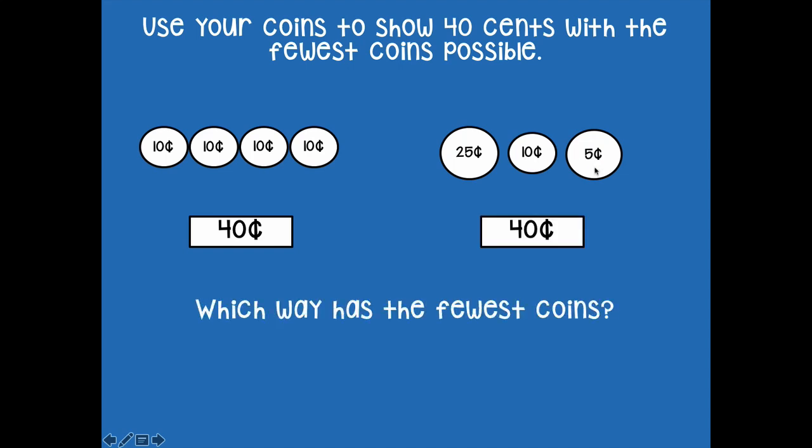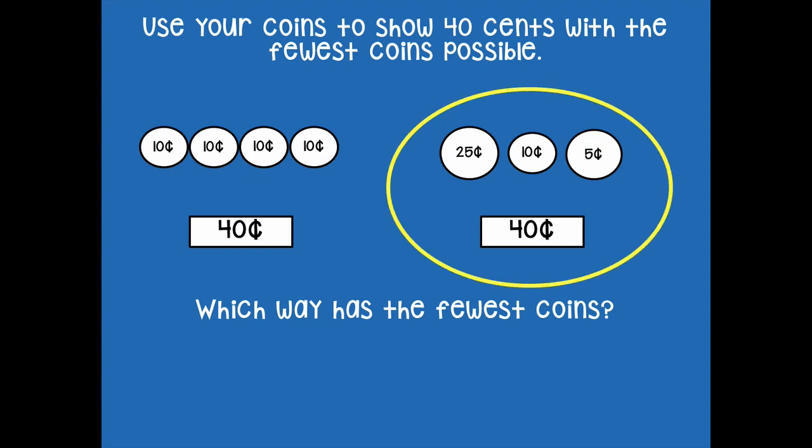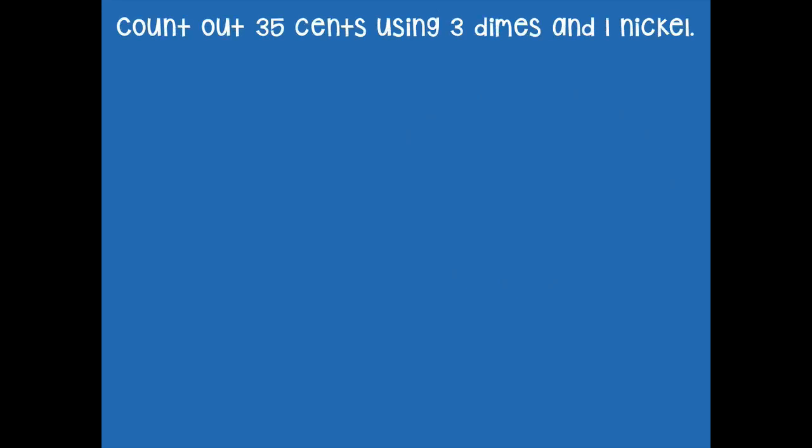All right, friends, here we go. So you can make 40 cents with 4 dimes. That represents 40 cents. You could also make it with 1 quarter, 1 dime, and 1 nickel. So this would be 25, 35, 40 cents. Which way has the fewest coins? You can point. Yeah, this one does, right? This one only has 3 coins and the other one has 4. And again, that goes back to less coins is easier to keep track of.